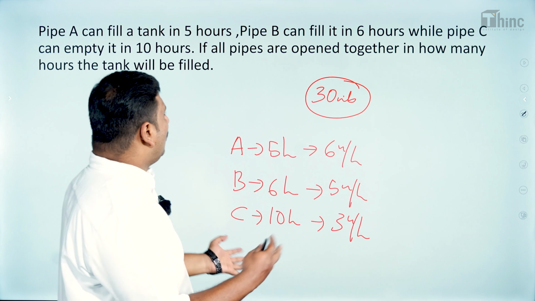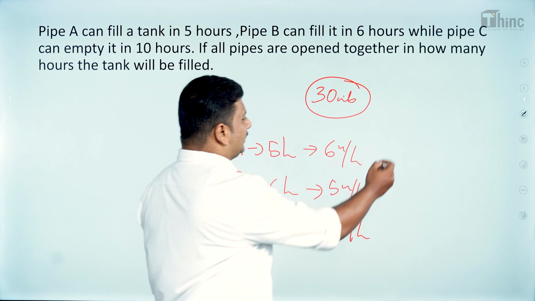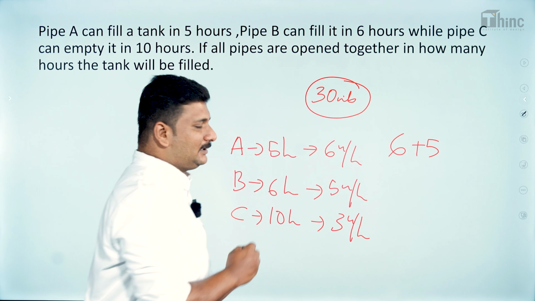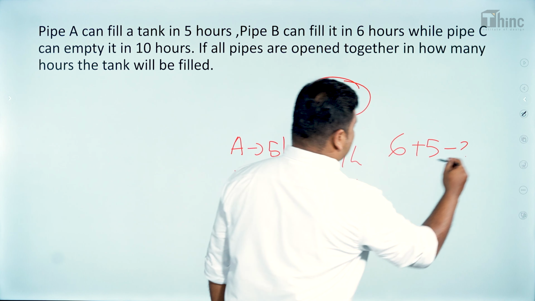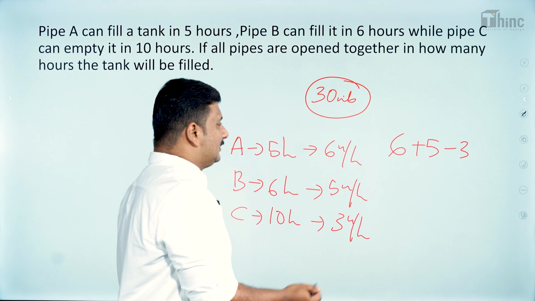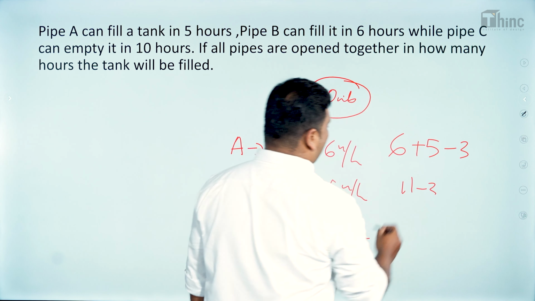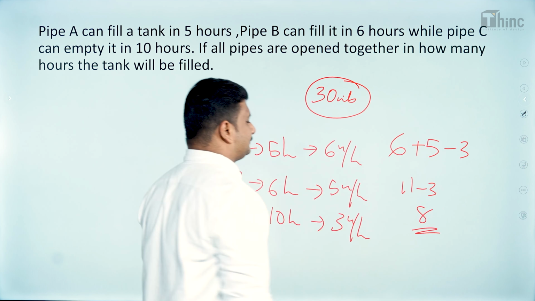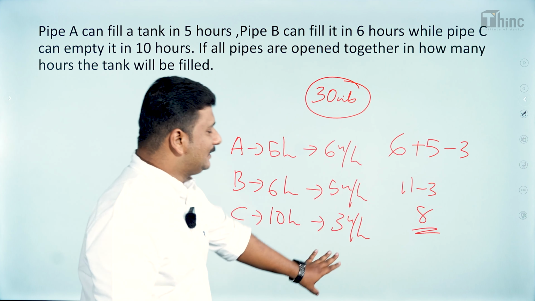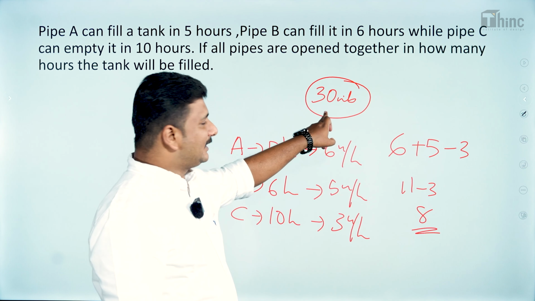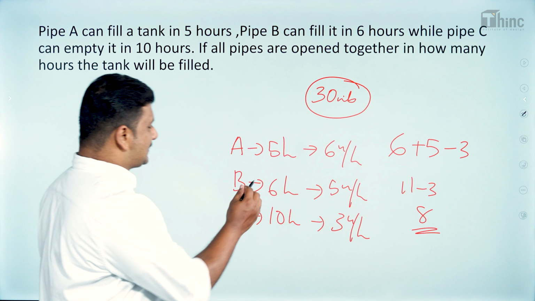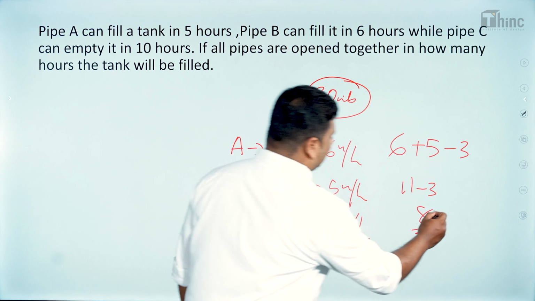Now when all the 3 pipes are opened together, what will happen? A will fill 6 units, B will fill 5 units, but C will empty 3 units, right? So effectively, 6 plus 5 minus 3, 8 units is what is filled in 1 hour, if the total work is 30.